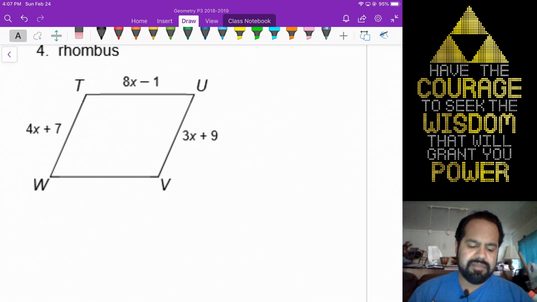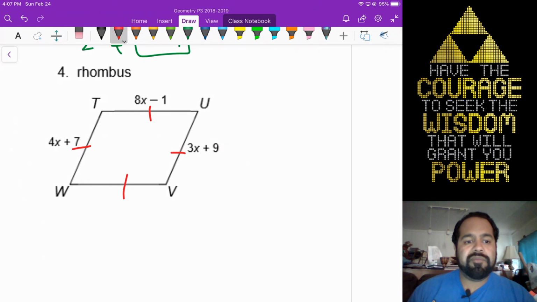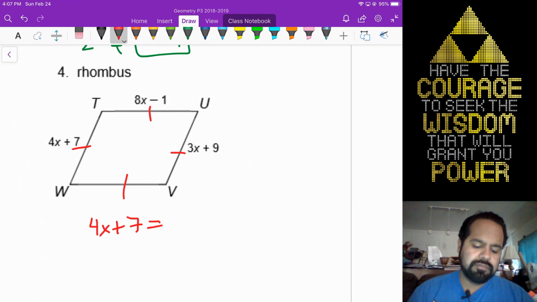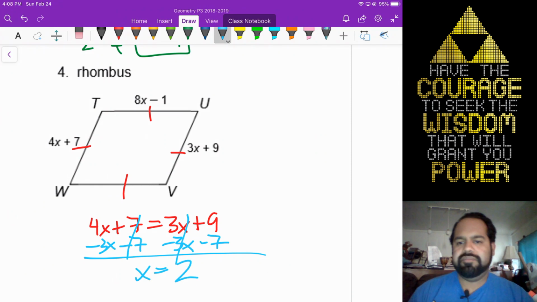The rhombus means all 4 sides are congruent. So boom, boom, boom, boom. So really, you can choose whichever equations you want to work with. I'm going to work with the smaller numbered ones. So right here, I'm going to subtract 3x from both sides, then take away 7. So then we're going to have x equals 2.